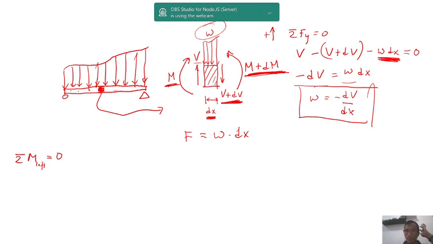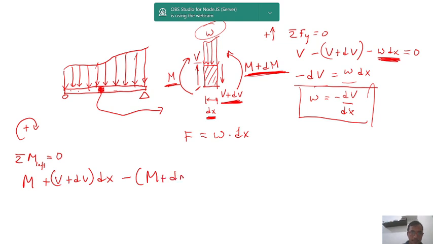By doing so, the moment due to V will be 0, and the moment due to M will be there. Positive is clockwise, so M will be there. What else do we have? We will have another clockwise moment from V plus dV multiplied by dx. Then another one, minus M plus dM, due to this one. It's minus because it's counterclockwise.